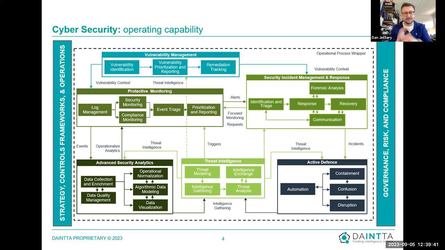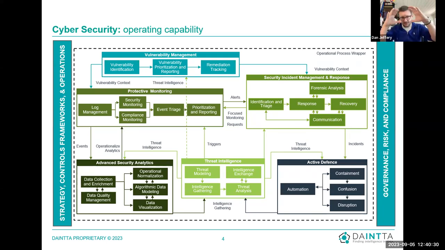On the more advanced side, the clue is in the name, we have advanced security analytics. Not all organizations will need this, but this is where everything comes together and you start driving automation, orchestration, use of machine learning, etc. And then in some even more limited circumstances, for certain organizations, you have active defense. So this is containment, confusion, disruption, where you actively engage with the adversary to put them off the scent, to get them to work within a honeypot so you can understand them better, which then helps inform your threat intelligence, which then helps move into your protective monitoring.